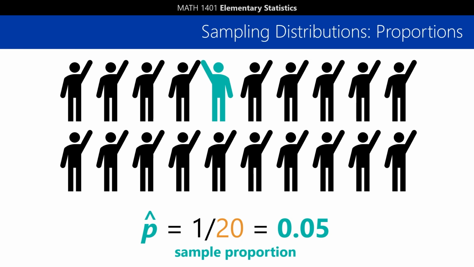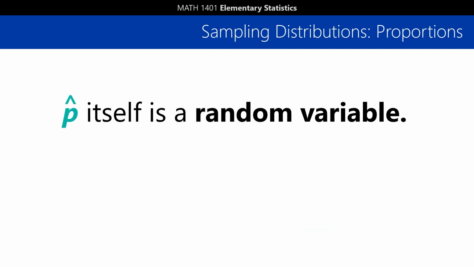Wait, hold on a minute. Think about everything we just said, talking about the variability of P hat and the fact that it could come out different every time we pick a new sample. That's exactly the sort of thing we use random variables to describe. Picking a random sample of people is a random event. So the proportion of left-handed people we get can also be modeled as a random variable.